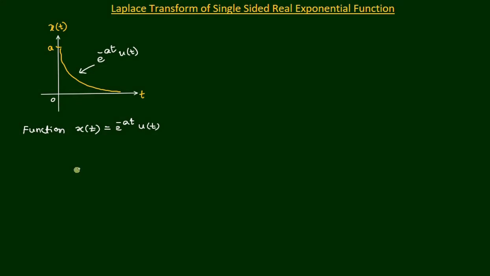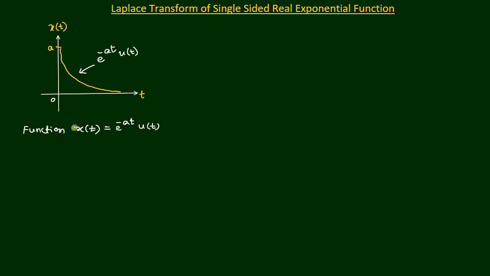Welcome to this lecture. In this video, I will discuss the Laplace transform of a single-sided real exponential function. Graphically, it is shown in this picture. This is an exponentially decaying function. It is represented as e^(-at) u(t), which indicates the signal exists from 0 to infinity.